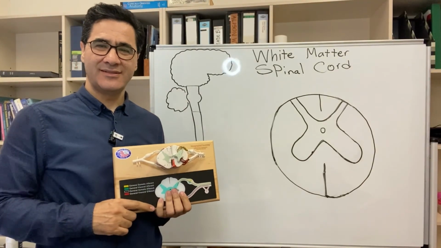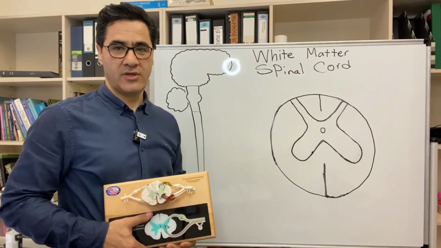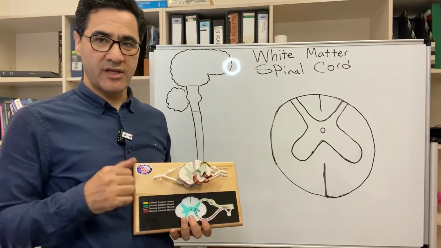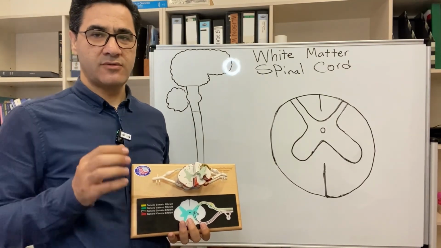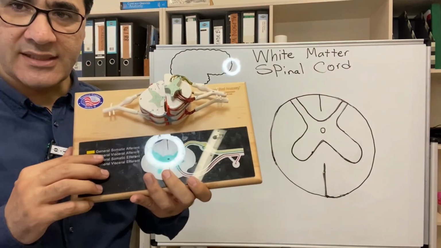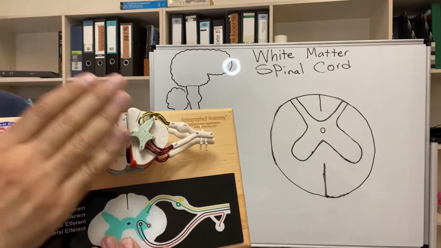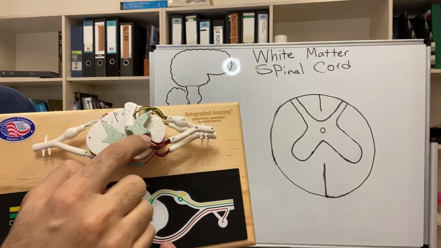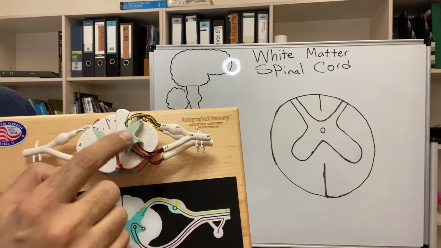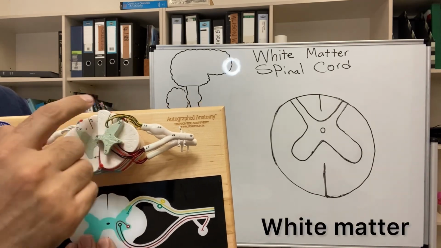Guys, today I'm going to talk about the white matter of the spinal cord. In my previous video I showed you the gray matter of the spinal cord, so I'm going to show you the white matter this session. If you look closely at this model, this is a cross section of the spinal cord. You can see this butterfly shaped structure at the center, which is known as the gray matter, and it is surrounded by the white matter.